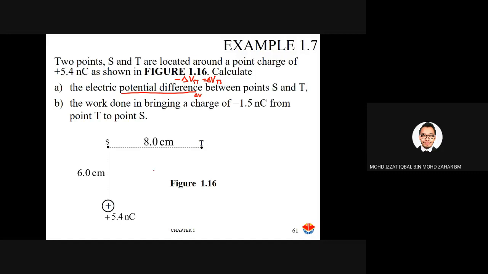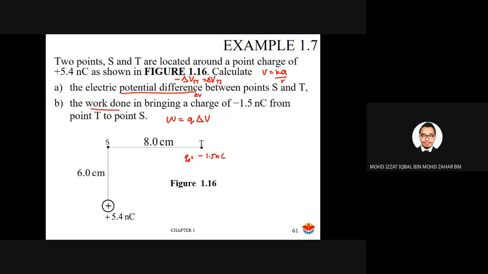Dalam exam, most likely dia akan ada follow up question. Follow up question biasanya dia akan tanya pasal work, and because naturally they will ask work equals to Q delta V lah. So my suggestion is that you read the question sampai habis, baca soalan yang work tu, dia nak gerak daripada mana ke mana. Okay, yang A ni senang je lah. Dia V equals to KQ over R. So kira V dekat T, kira V dekat S, tolak. Macam tu. Yang B ni, the work done in bringing a charge of negative 1.9 coulomb from T to S. So here dia letak satu charge, test charge, tapi test charge ni negatif.